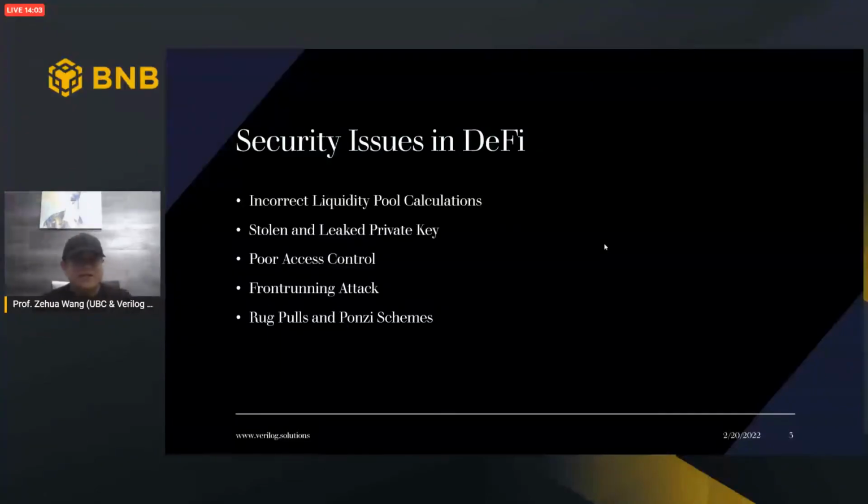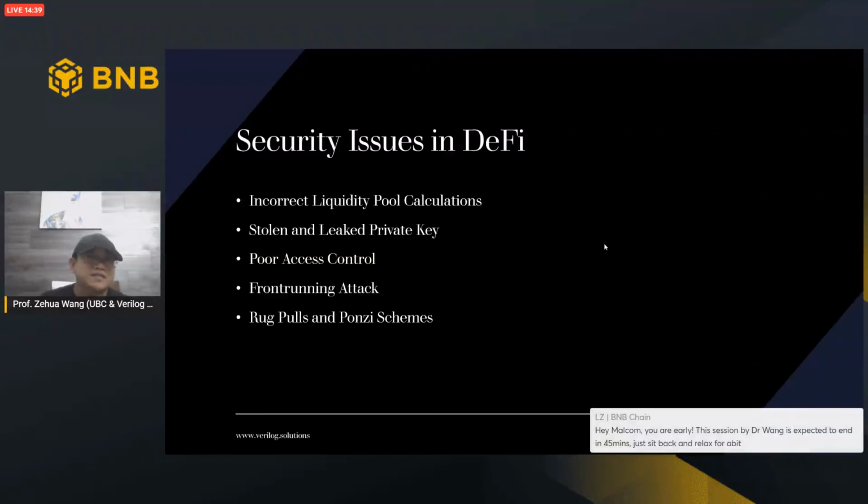And front-running attack: all the transactions are transmitted using the peer-to-peer network. For example, if I sign a transaction using my Metamask, this transaction is first sent to the portal of Metamask. Metamask maintains a lot of peers in this peer-to-peer network. When I sign a transaction, my signed transaction is first sent to one of those access nodes or portal nodes of Metamask, where this transaction will be broadcasted to the entire blockchain ecosystem.